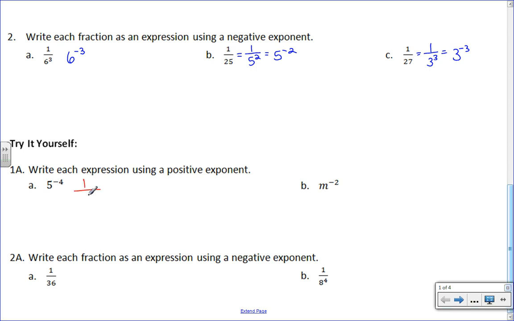Alright, the first one is 1 over 5 to the 4th. This one is 1 over m squared. This is 6 to the negative 2. And this is 8 to the negative 4. Okay, let's try another example on the next page.